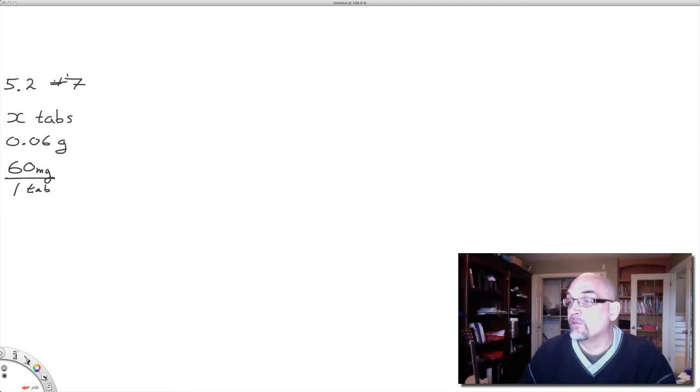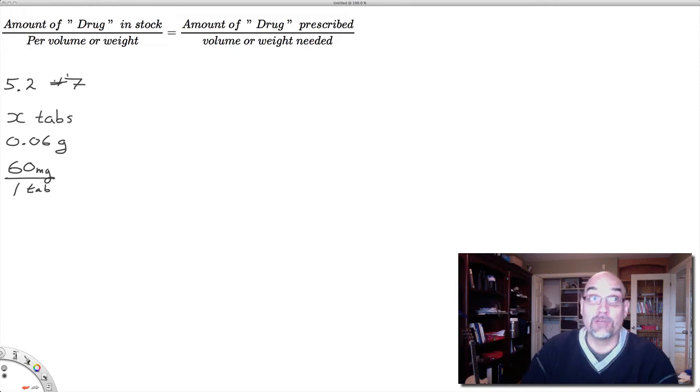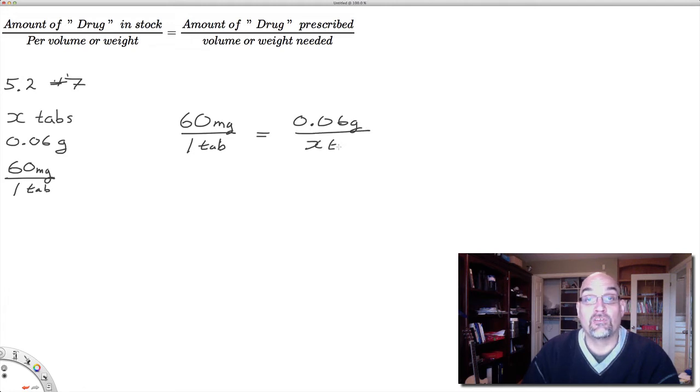So now we're going to look at our formula, and it's actually going to be the same formula as before. Amount of drug in stock divided by per volume or weight is equal to amount of drug prescribed divided by volume or weight needed. What we have in stock is 60 milligrams per tablet. So 60 milligrams per one tab. And that's going to equal, amount prescribed is 0.06 grams divided by my unknown, X tabs.